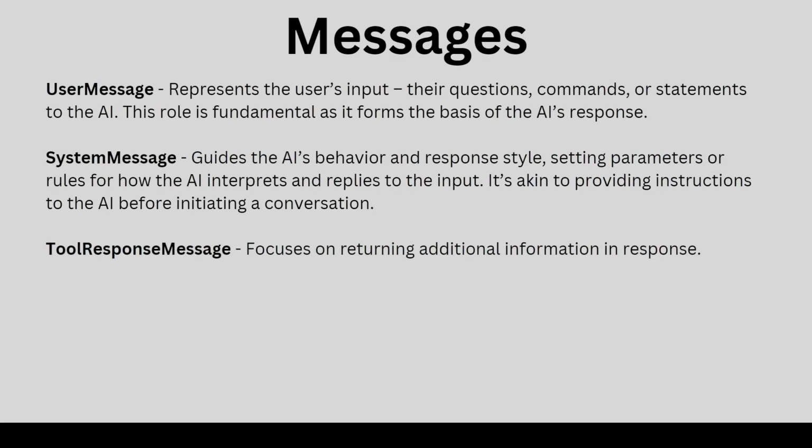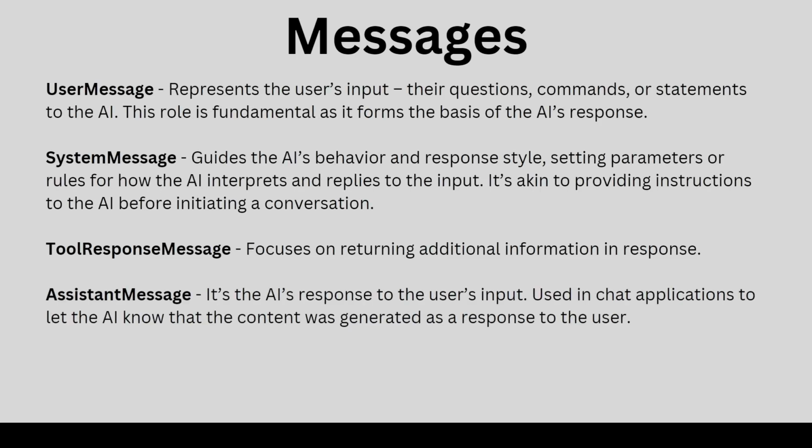Next one is tool response message. It focuses on returning additional information in response, and it is connected with functions, which is a separate topic, and we will have a look at it in one of the following videos. Next one is assistant message. It's the AI's response to the user input. Assistant message is used to let the AI know that the content was generated as a response to user. So by default, AI models do not remember previous requests and responses. So to create something like a chat, we have to send a full history to AI for each request.